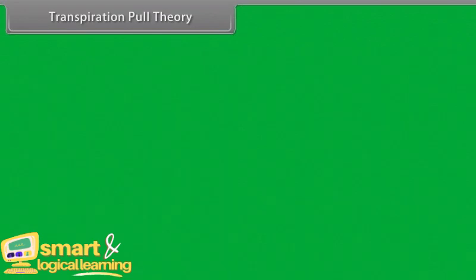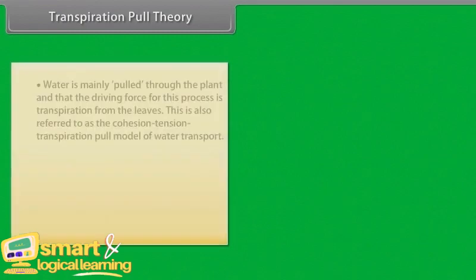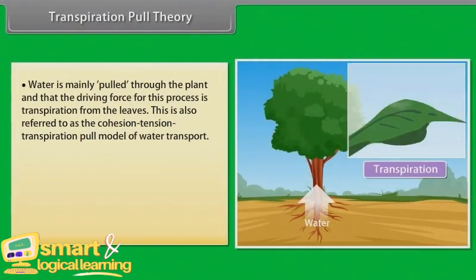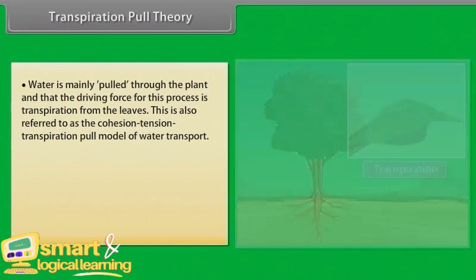Transpiration pull theory. In the transpiration pull theory, most researchers agree that water is mainly pulled through the plant and that the driving force for this process is transpiration from the leaves. This is also referred to as the cohesion-tension transpiration pull model of water transport.